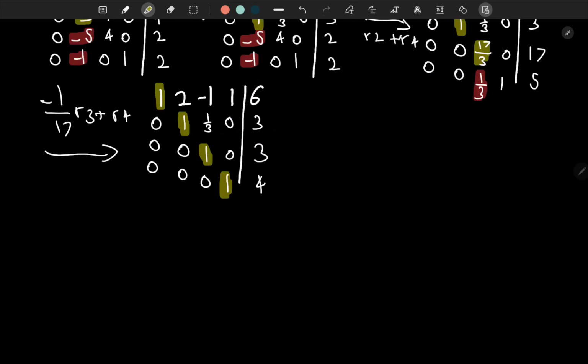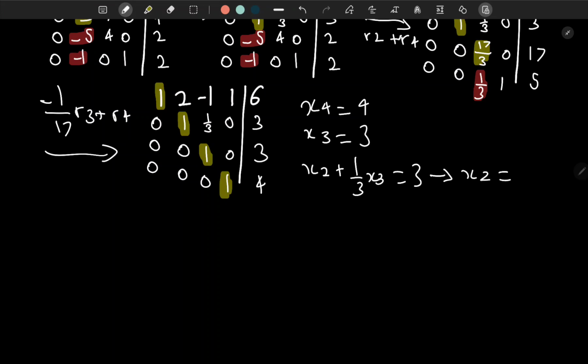So here in the fourth row we have a 1 and it is equal to 4. So what this basically means is that x4 is equal to 4, and now we have x3 equal to 3, and in the second row we have x2 plus 1 over 3 x3 is equal to 3, and since we already have x3 we can substitute it over here and solve for x2. So you will get, let me remove this. Yeah, so x2 is going to be 3 minus 1 over 3 times 3, so 1 over here, so you bring it back there, so it's going to be 2.